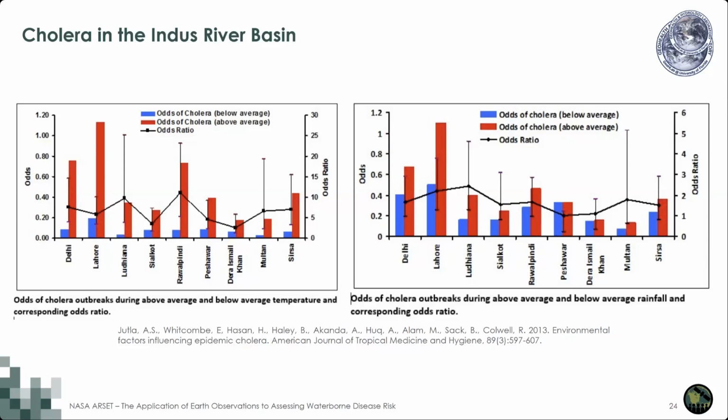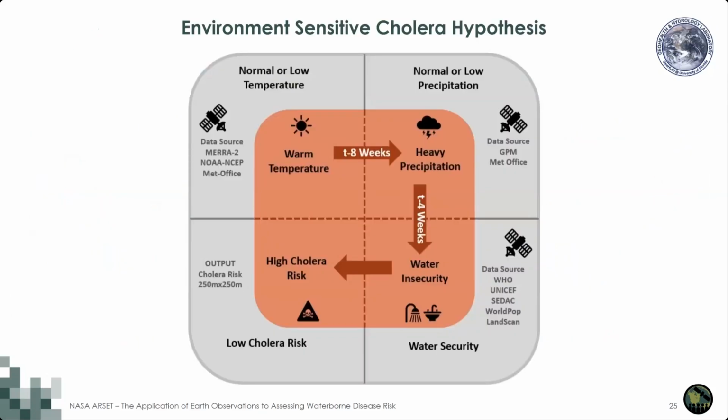And from this, we have developed a cholera hypothesis, where the environmental sensitivity of cholera is related to temperatures, precipitation, and water security. I'll go ahead and walk through exactly what the details of this are. The first component of this hypothesis is above average temperatures.